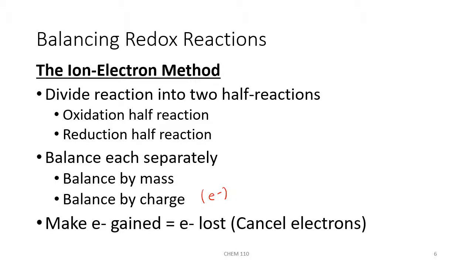We have to make sure the electrons gained from one half reaction equal the electrons lost from another half reaction. So when we add them together, we end up canceling out our electrons. We should have no electrons in the overall equation. After we cancel our electrons, then we can add our two half reactions together to get our overall balanced redox equation.